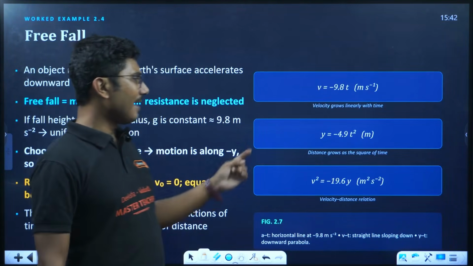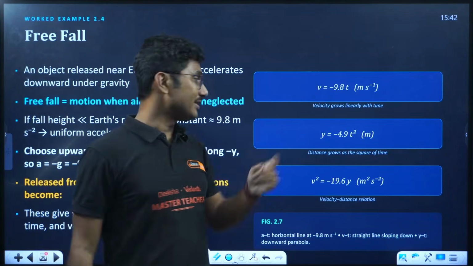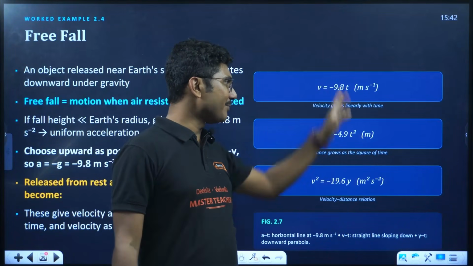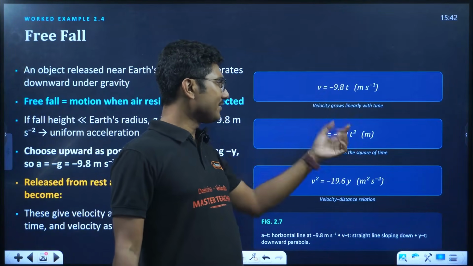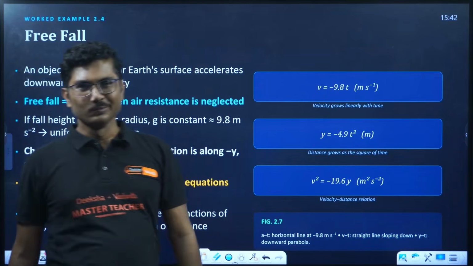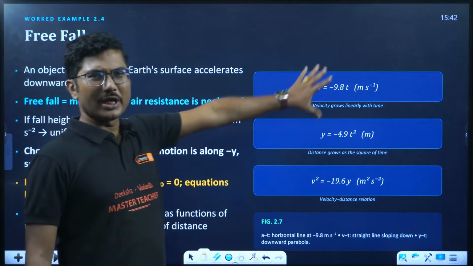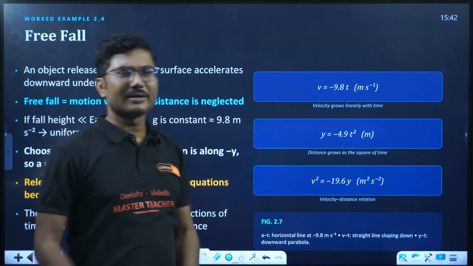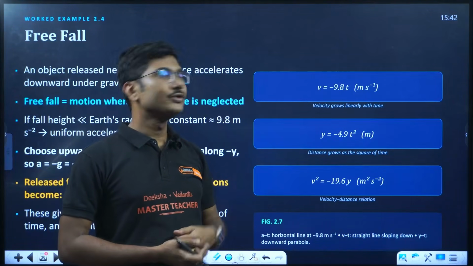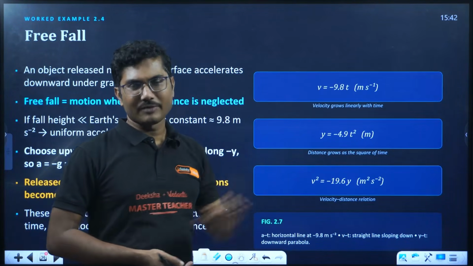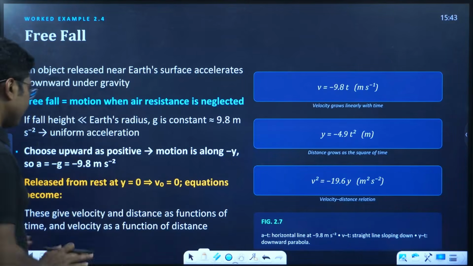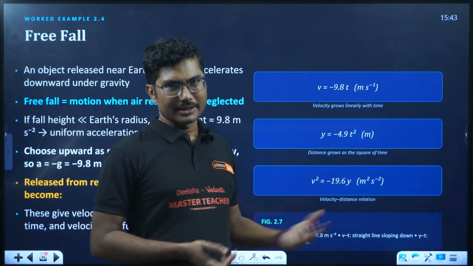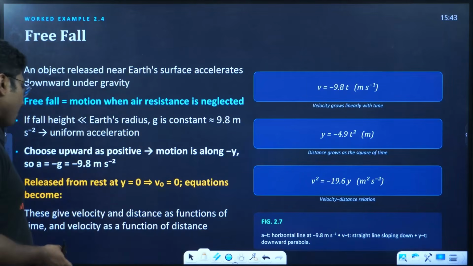Okay, and if you are trying to find the final velocity squared with respect to this, v square is equal to minus 19.6 y. Basically you just take the square of this, substitute it, you will get this value. Okay, actually any two of the equations are unique. Minimum two equations are required to interrelate the values. Okay, the third equation can be calculated from the first two. Okay, anyway, so this gives the velocity, displacement, etc. Okay, with respect to time.